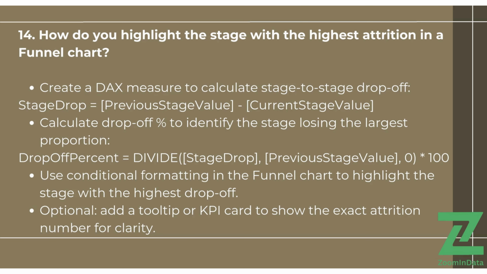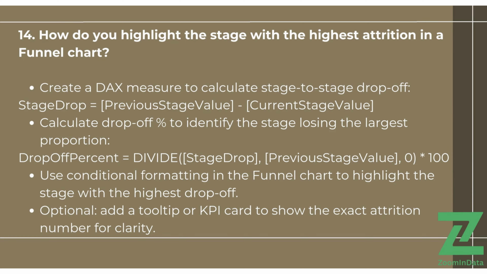14th question. How do you highlight the stage with the highest attrition in a funnel chart? First, calculate how many people drop off when moving from one stage to the next. This means finding the difference between the previous stage value and the current stage value. Next, calculate the percentage drop. This shows how much the value decreased from the previous stage.